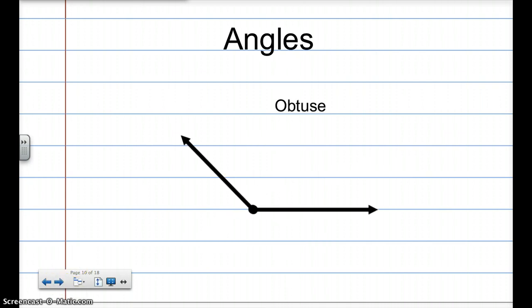This is an obtuse angle. That means this angle is big. This is going to be 91 to 180 because if you had a line like this, it's still an angle and this would be 180 degrees. So this is more than 90 degrees and it's obtuse. It's big. That's why I talk like that, because it's big.